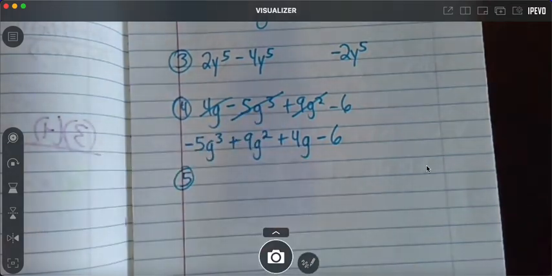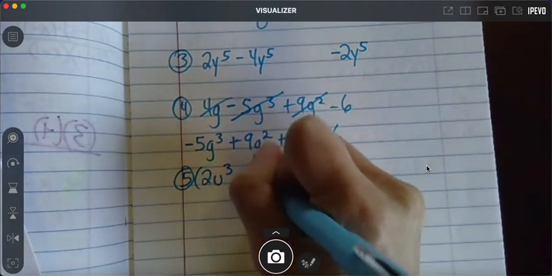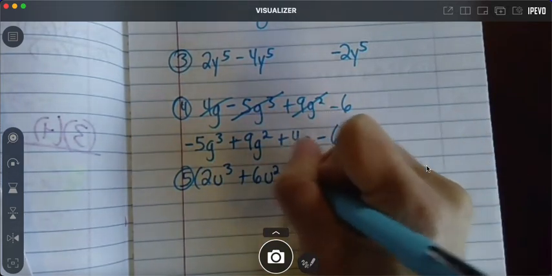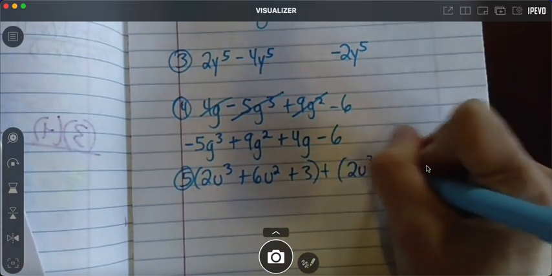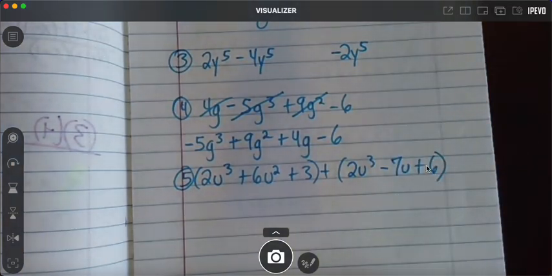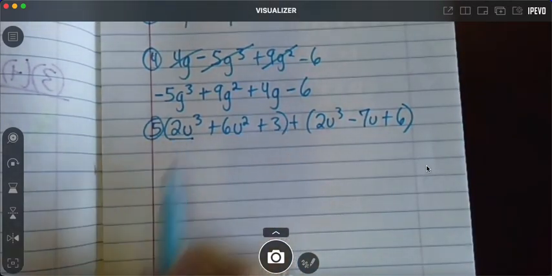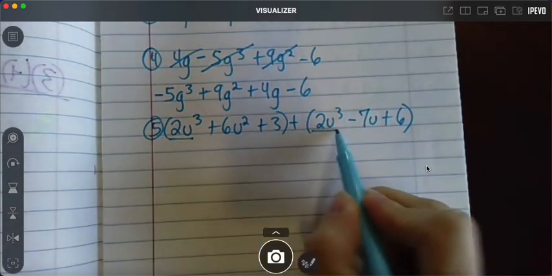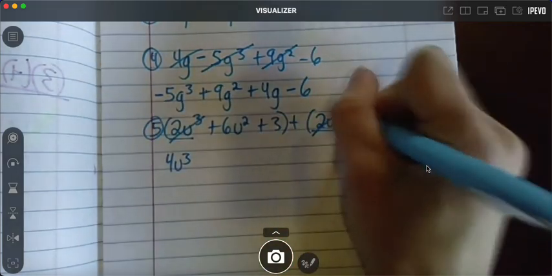Number 5. Y'all stop me at any point if I need to go back over something. Okay, y'all can stop me. Number 5, they have 2u to the 3rd plus 6u squared plus 3. And then over here, we're adding 2u to the 3rd minus 7u plus 6. So I'm just combining like terms, and it says that I am adding them. So 2u to the 3rd, I would add it to what? 2u to the 3rd. How many are there? 4u to the 3rd. And I'm just going to cross them out.